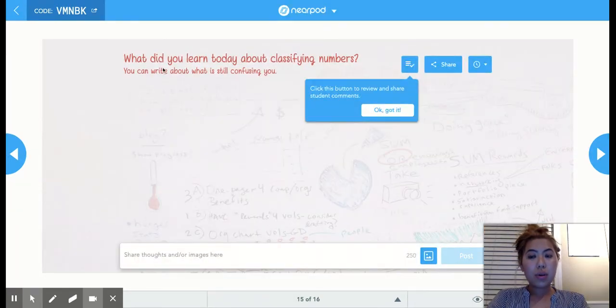So for this activity, you have to write out what you learned today about classifying numbers, and you can write about what is still confusing you.